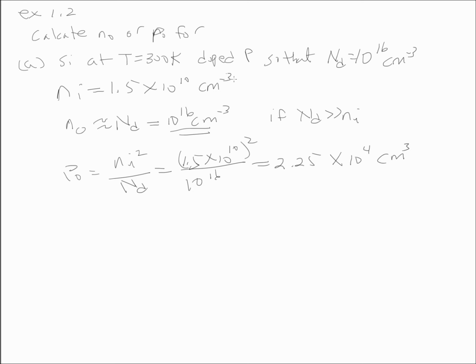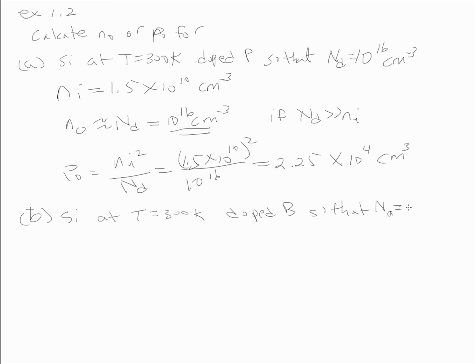So you can see in an N-type semiconductor that's been doped with phosphorus that the electron concentration is much, much greater than the hole concentration. And then in part B, they say for silicon at T equals 300 K again, doped with boron, and boron is an acceptor, so Na is equal to 5 times 10 to the 16th per cubic centimeter.